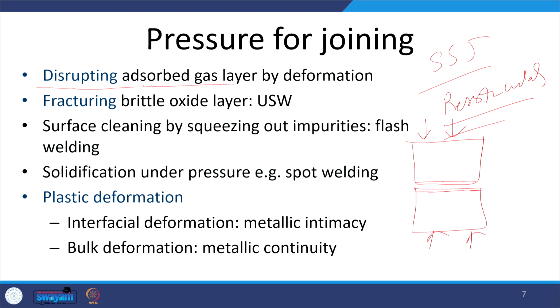this absorbed gas layer is disrupted by the controlled surface layer plastic deformation when the pressure is applied. So, the gas layer is disrupted, and that disruption helps in bringing the two metals into very close contact with each other, and that in turn helps in increasing the metal to metal contact to facilitate diffusion across the interface and to develop the joint in the solid state.